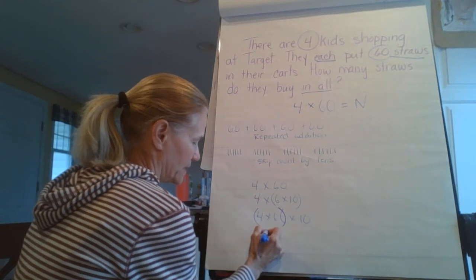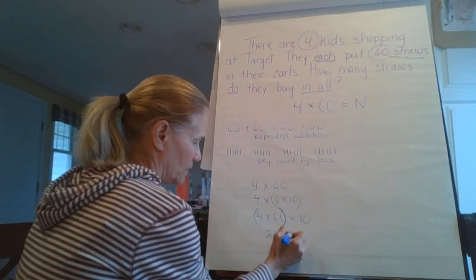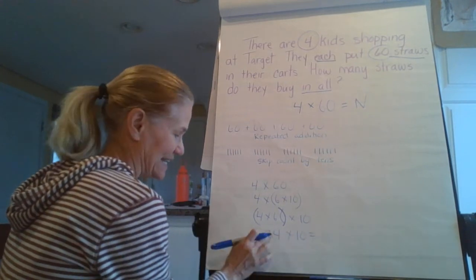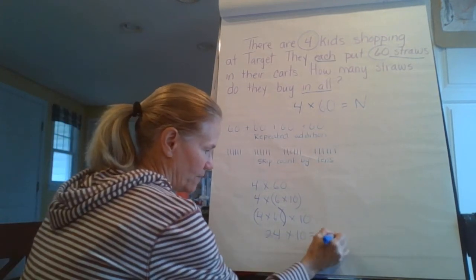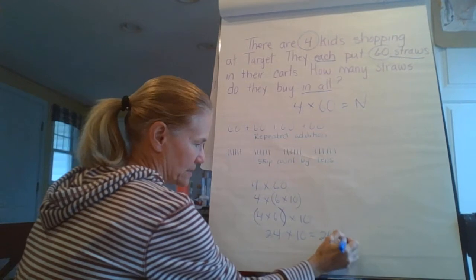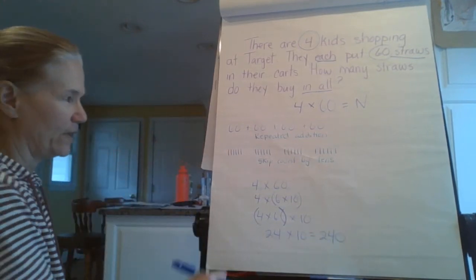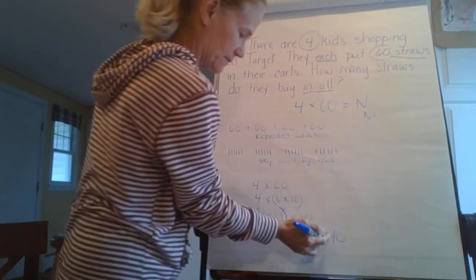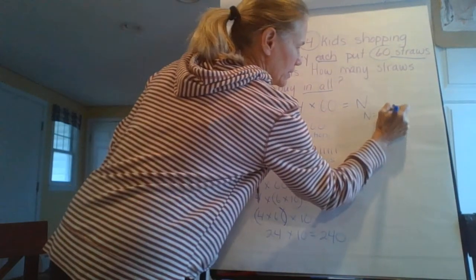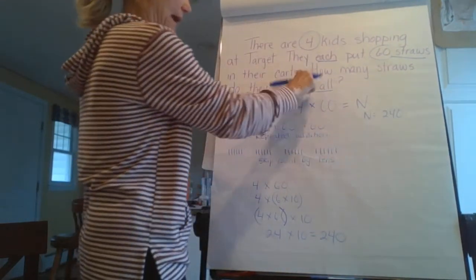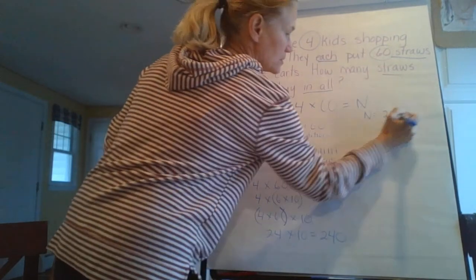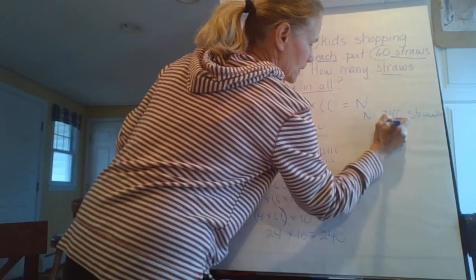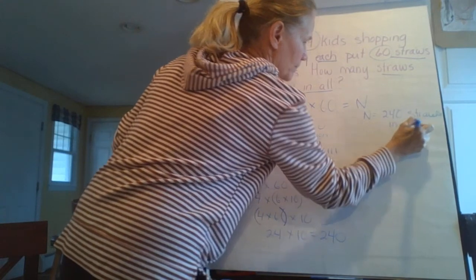So 4 times 6 is 24. 24 times 10. I know anything times 10 is itself, 24, and add my 0. So what do we end up with? N equals 240 what? How many straws? So 240 straws in all.